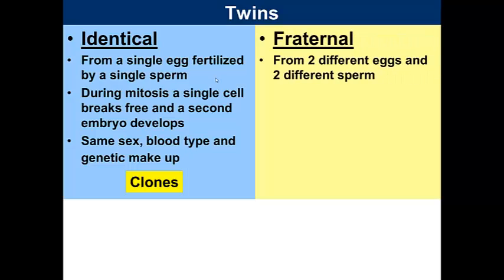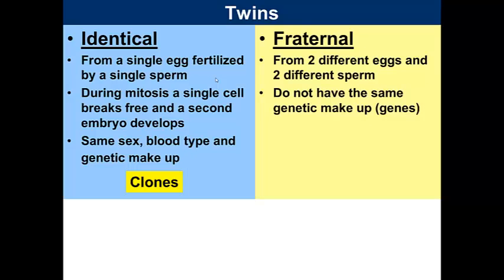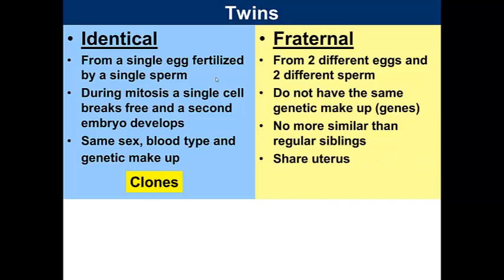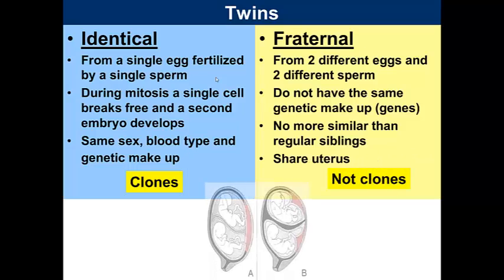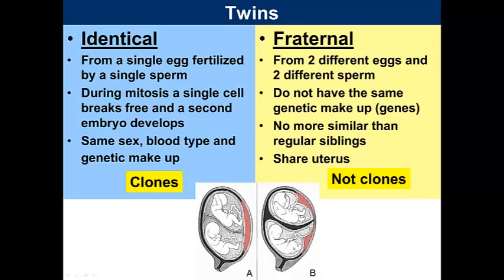Fraternal twins are the result of 2 different eggs being fertilized with 2 different sperm. They do not have the same genetic makeup, and they are no more similar than regular siblings. They share a uterus. They are not clones. So here you have identical twins who are the result of 1 fertilized egg splitting, and here you have fraternal twins.